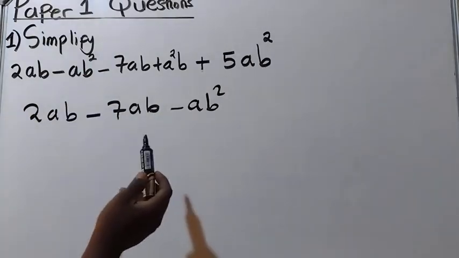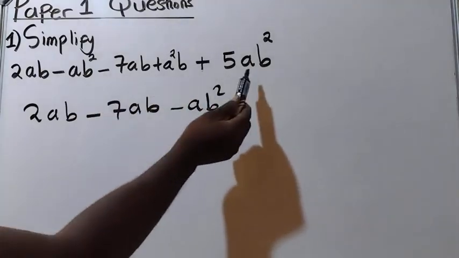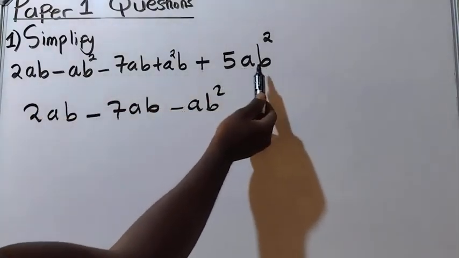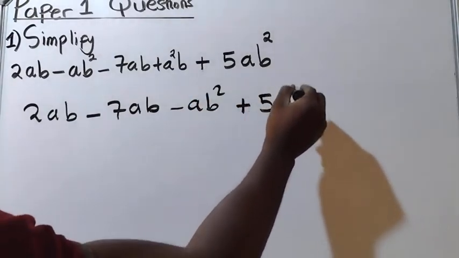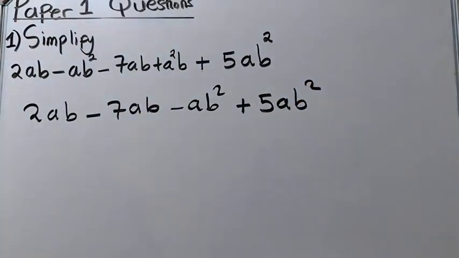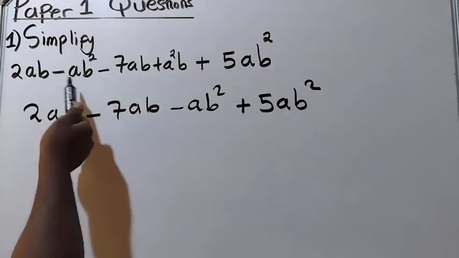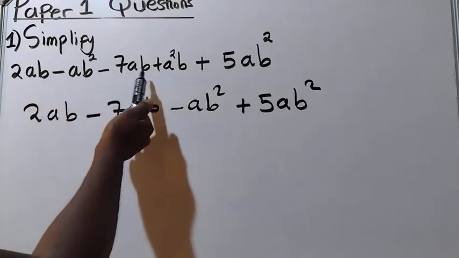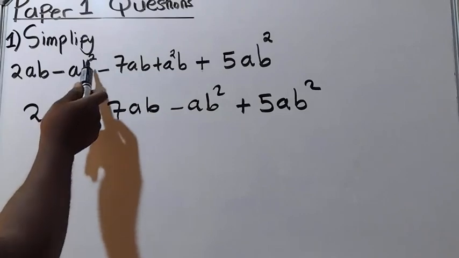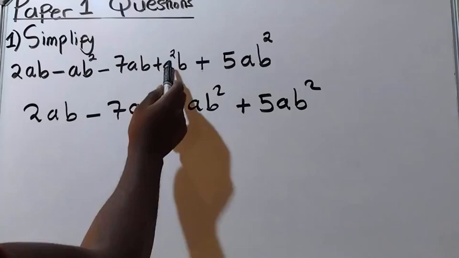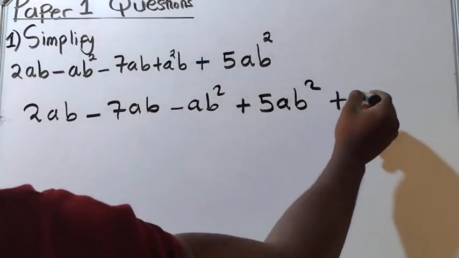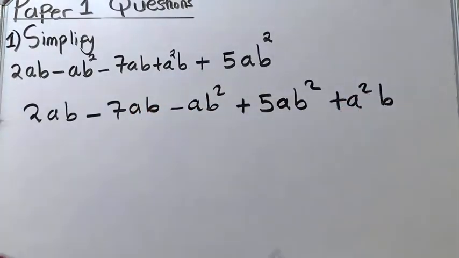So which term is having ab squared? You can check from here, okay? It's this one right here, which is a positive. So it's a positive 5ab squared. All right, are we done? Not yet. You can check. So we have grouped 2ab and 7ab, okay? We have also grouped ab squared with 5ab squared. We are just remaining with this term, which is positive a squared b. So you write positive a squared b. So for these ones, just write it the way it is, all right?